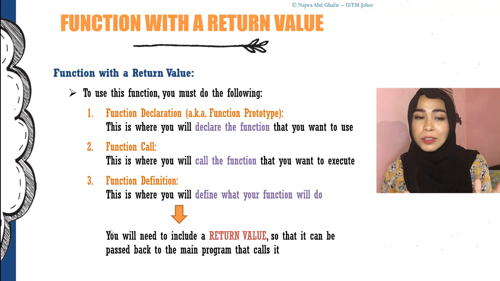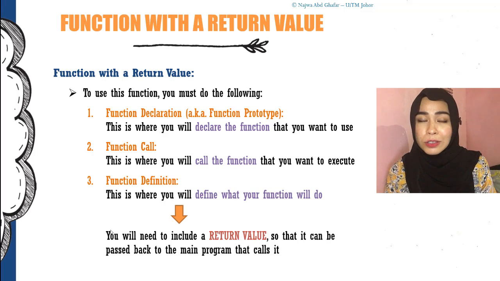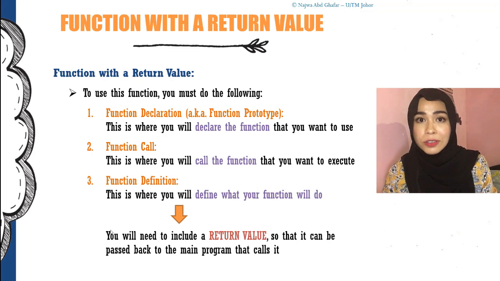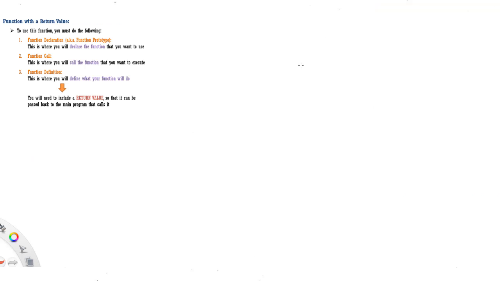Since we're talking about functions with a return value, inside your function definition you must have a return value. Whenever the function is executed, in the end it will return the value back to the person that calls it. To give you a general idea of how a function with a return value works, and how function declaration, function call, and function definition are used, I'll give you a very simple situation so that you can understand this a little better.